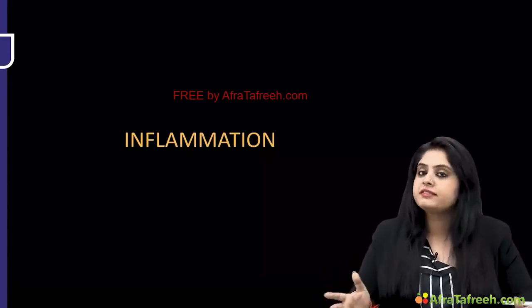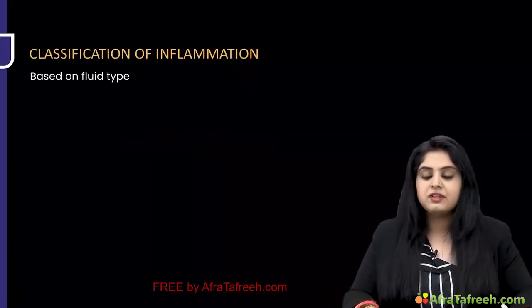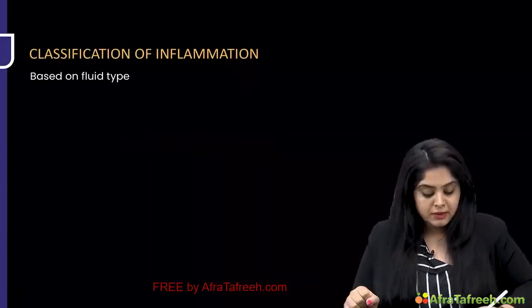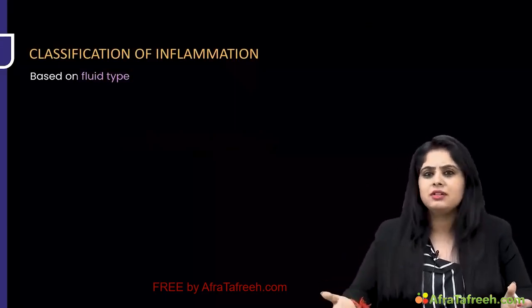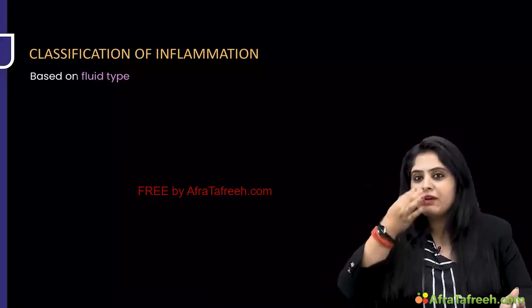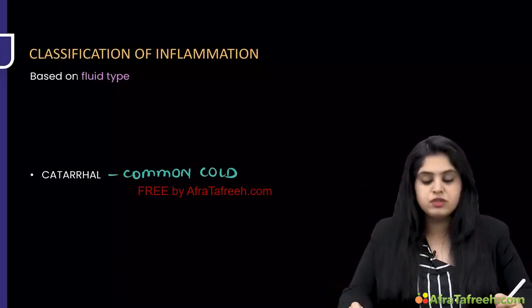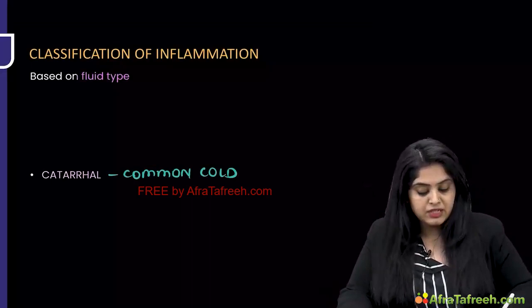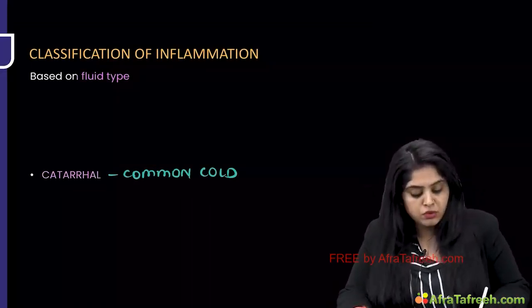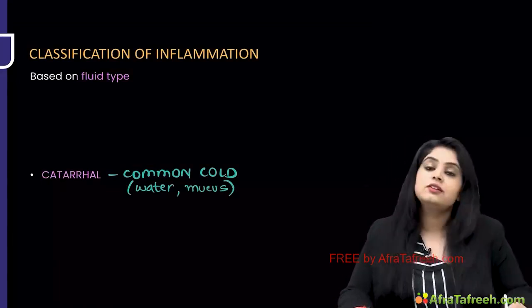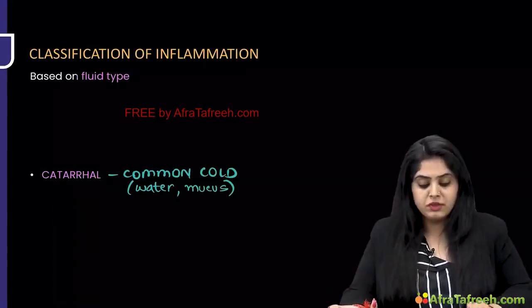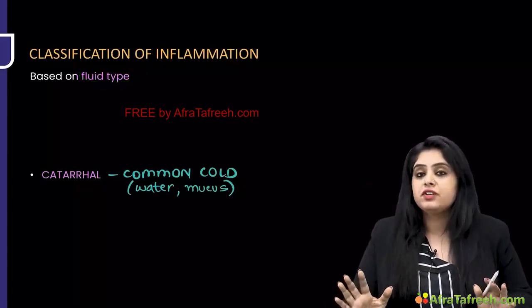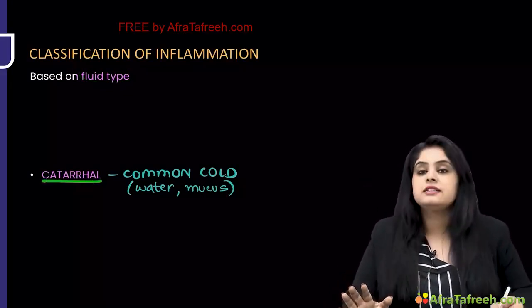First, let's start with the basics, the classification. What are the two types of classification of inflammation that you have? Number one, you will classify inflammation on the basis of the type of fluid. Have you ever had a common cold? Of course. In common cold, what do you have? You have a running nose, which means you have catarrhal inflammation. Catarrhal inflammation means common cold. Common cold is water and mucus. So the running nose that you have, water and mucus comes out, that is a fluid. So you're doing the classification on the type of fluid, and that is known as catarrhal inflammation.